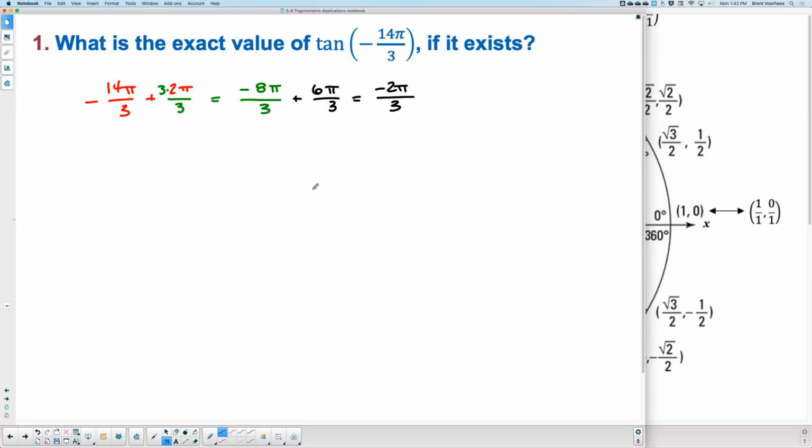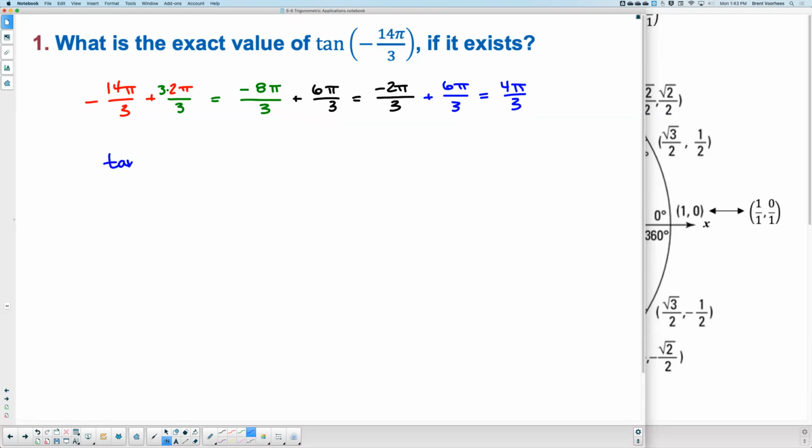Now, is that on the unit circle? What's the problem? Still too small. So we do this another time. And it'll only be one more time because this time we're going to turn positive. What's negative 2 pi over 3 plus 6 pi over 3? 4 pi over 3. What we just found are coterminal values.